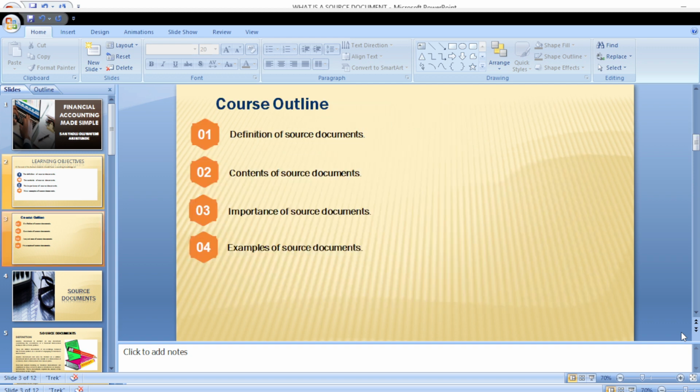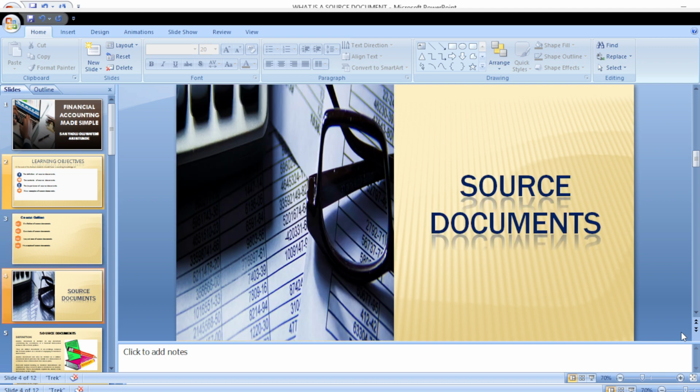Now, the course is outlined in that same format. We are going to be going through the definition of source documents, the contents of source documents, the importance of source documents, and lastly, the examples of source documents. We are going to have assignments that you can work on at the end of this particular course. Now, source documents. So let's jump right into it.